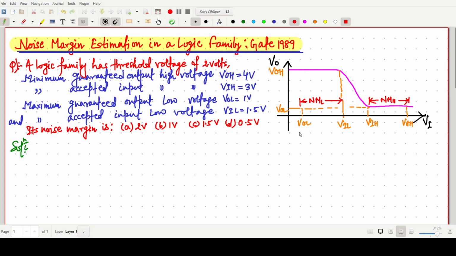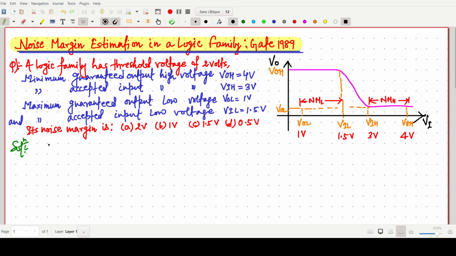VOL is already given 1 volt. VIH is 3 volt. VIL, the maximum accepted input low voltage, is 1.5 volt, and the minimum guaranteed output high voltage, that is our VOH, is 4 volt. So if you know this type of characteristics, it is very easy to solve such a problem.